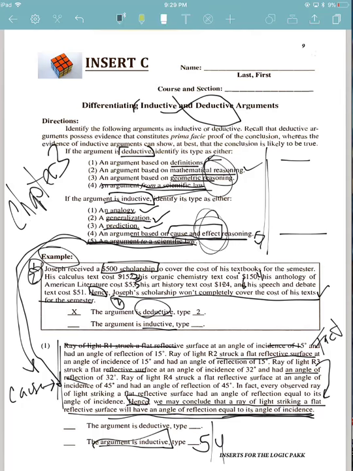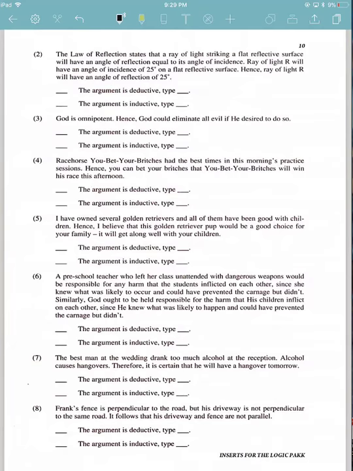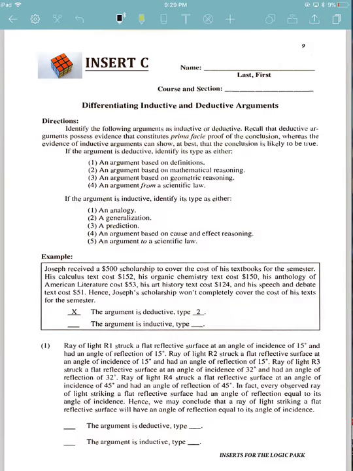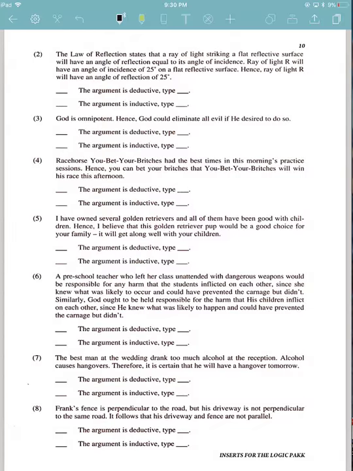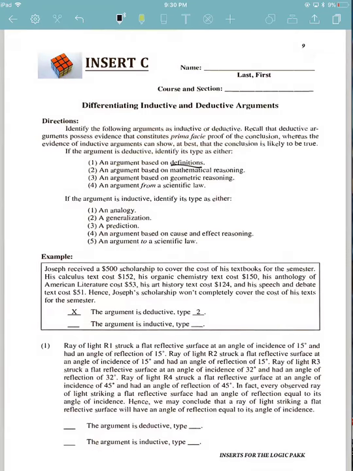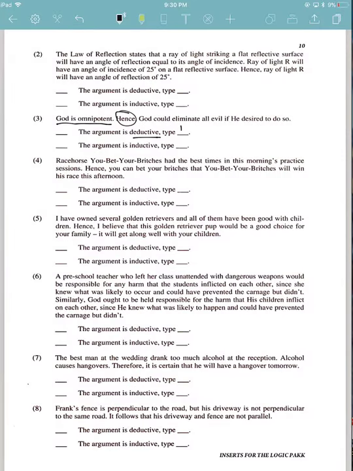And let's see if I can just delete all of this at once. Boom. Cool. Okay, good. So then let's just go through this one. This one here says God is impotent, hence God can eliminate evil. Obviously, this is a definition, so it has to be deductive, and definitions are right here, number 1. Okay, so there we go.